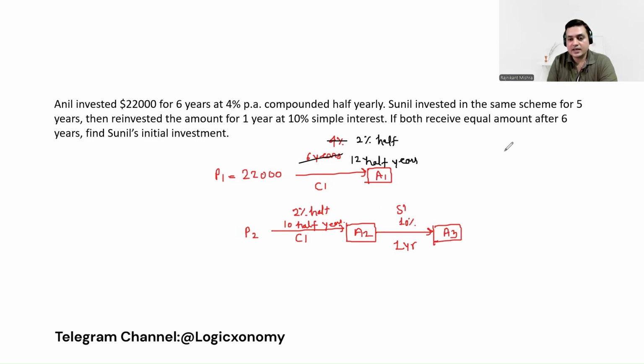According to the question, A1 is equal to A3. So find out the amount P2, the principal of Sunil. First we need to find the ratio between P1 and A1. How can we find the ratio between P1 and A1?